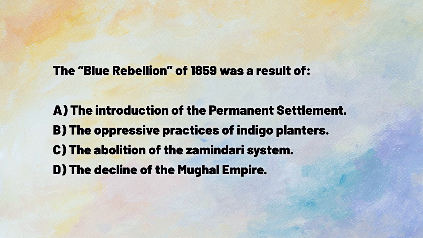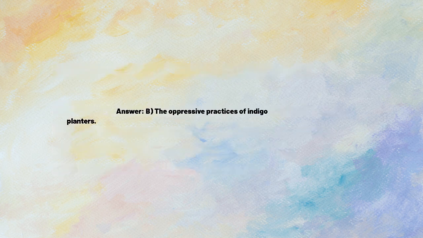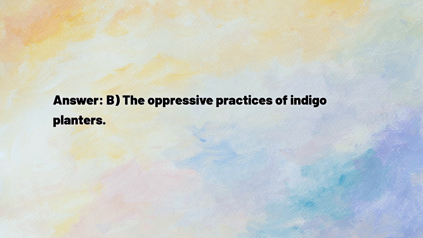The Blue Rebellion of 1859 was a result of a. the introduction of the permanent settlement, b. the oppressive practices of indigo planters, c. the abolition of the zamindari system, d. the decline of the Mughal Empire. Answer: b. the oppressive practices of indigo planters.